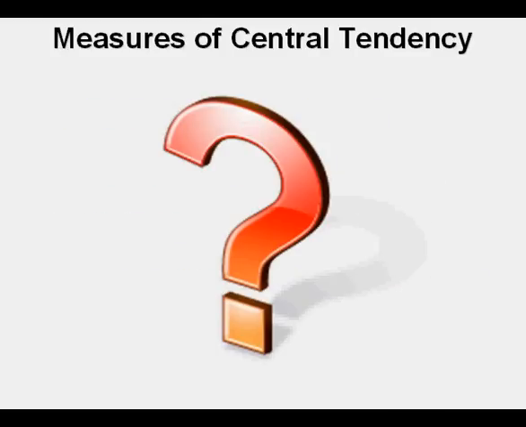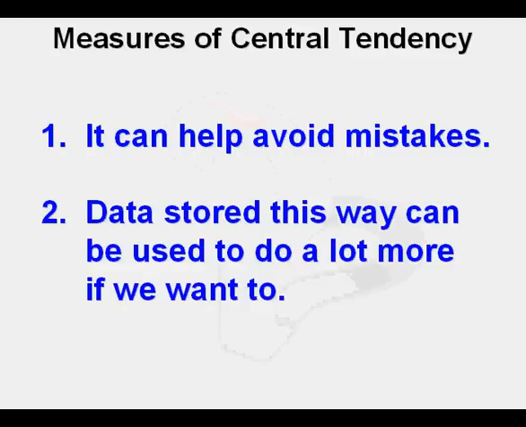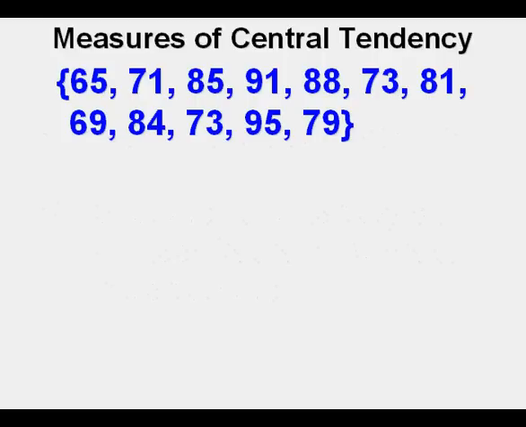Calculating mean, median, mode, and range is real easy. Why do we need to make it more difficult by entering all this in Stat, etc.? Two things. First, it helps us to avoid mistakes in calculations when we do it this way. Secondly, we can use the data stored in lists to do more than mean, median, mode, and range if we want to. We need to start with a list of numbers, and here is a data set in roster notation.